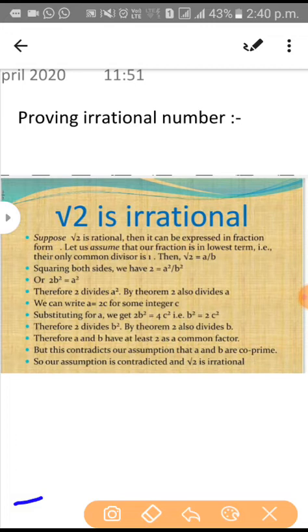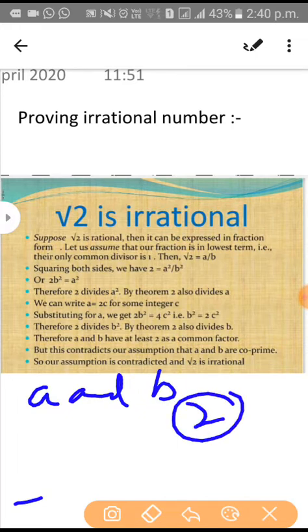So I can say that a and b have at least 2 as a common factor, right? But this contradicts our assumption that a and b are co-prime. In the start I said that a and b are co-prime.